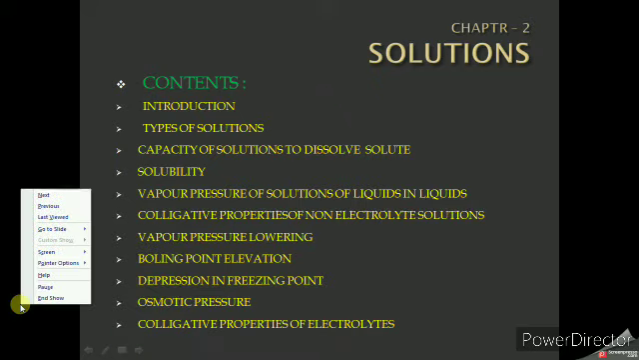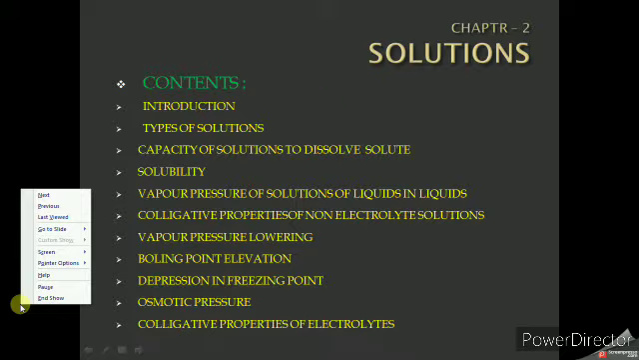So, in this topic we will discuss first introduction, then types of solution, then capacity of solution to dissolve solute. Next one is solubility, then vapor pressure of solutions of liquids in liquids. Next important concept of this topic is colligative properties of non-electrolyte solutions.